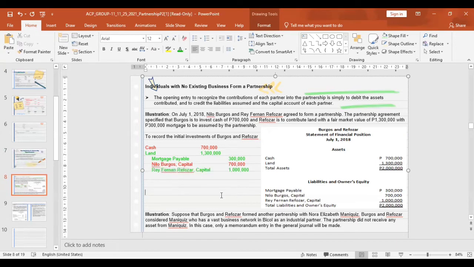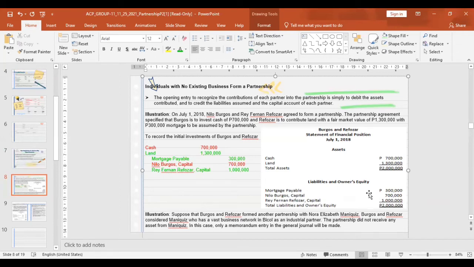So ganyan lang yun kung pareho kayong walang existing na business dati, tapos nag-form kayo ng partnership. So ganyan lang, i-record niyo lang yung mga contribution niyo. So if gagawa na kayo ng statement of financial position, so ganito lang siya. So may cash na 700,000, then may land na 1,300,000. So yung total asset niya is 2 million.